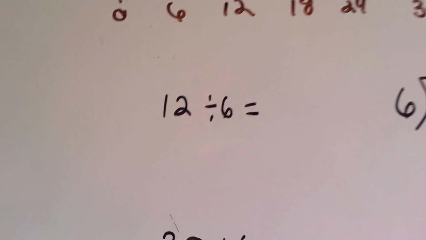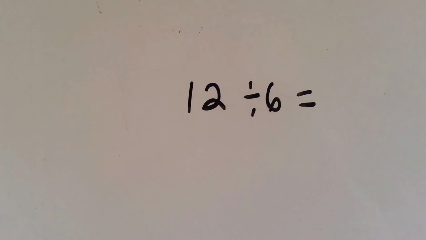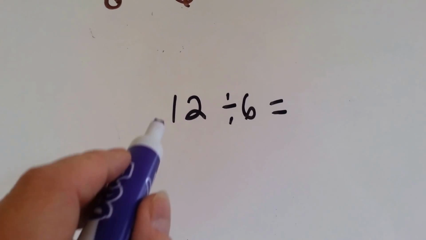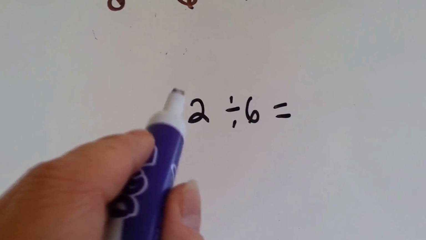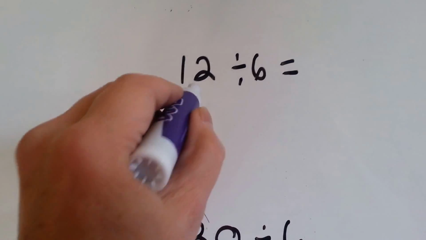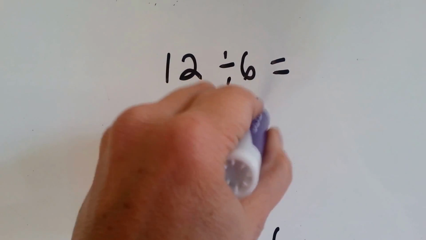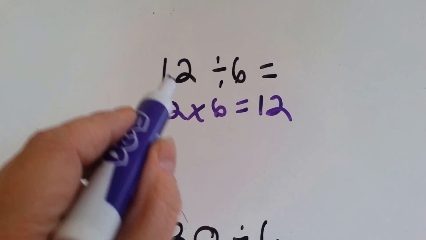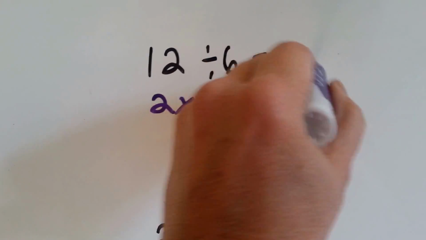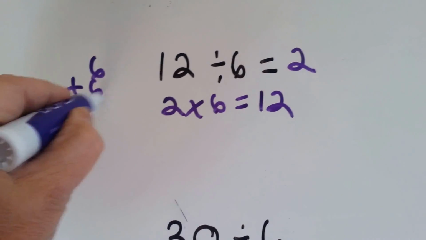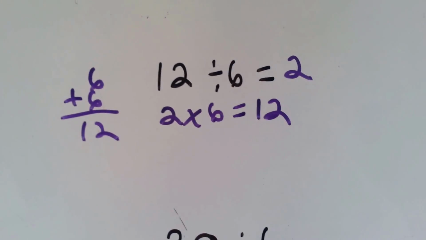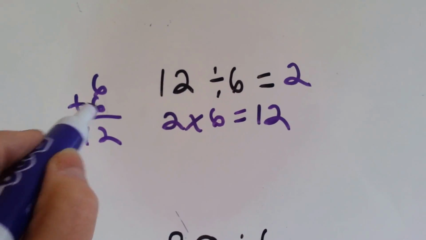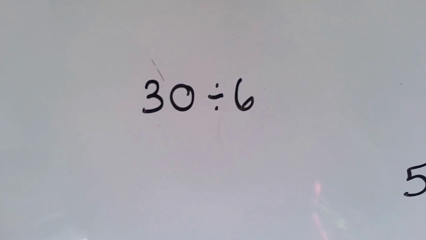See? Let's try this one. 12 divided by 6. How many 6's fit into a 12? Do you know what 2 times 6 equals? 2 times 6 equals 12. So that means 12 divided by 6 equals 2. 6 plus 6 is 12. 1, 2.